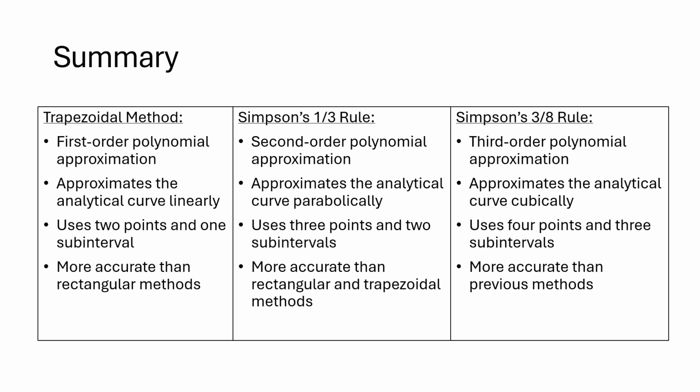So the trapezoidal method is a first-order polynomial approximation, approximates the analytical curve linearly, and it uses 2 points and one subinterval. Simpson's one-third rule is going to be a second-order polynomial approximation, approximates the analytical curve parabolically, and it uses 3 points and 2 subintervals. The Simpson's 3/8 rule is going to be a third-order polynomial approximation. It approximates the analytical curve cubically and uses 4 points and 3 subintervals. So in between each one of these, we have jumped up by 1 point and 1 subinterval, and therefore we have jumped up by 1 order of approximation.